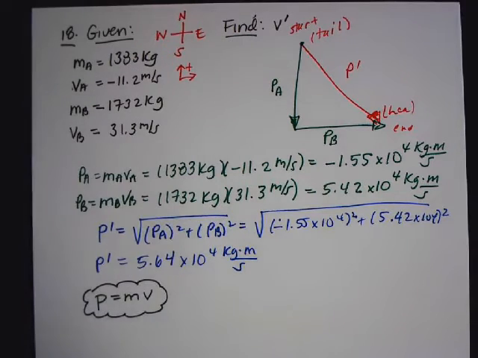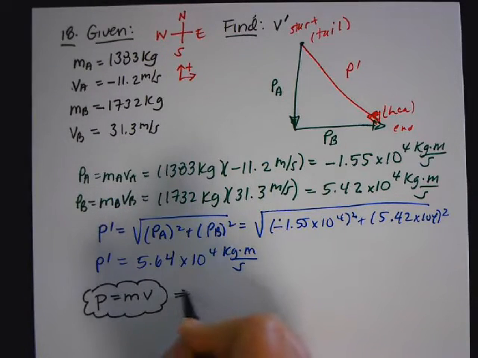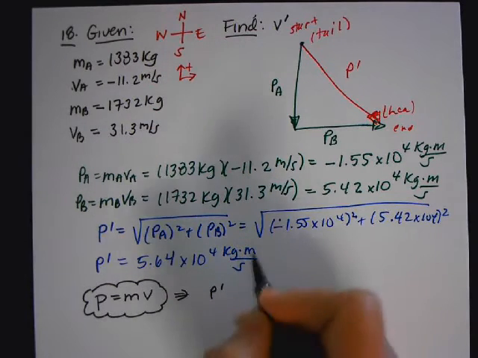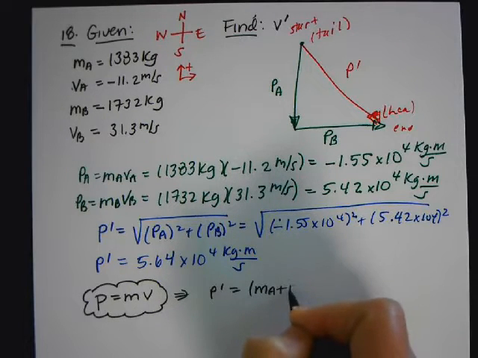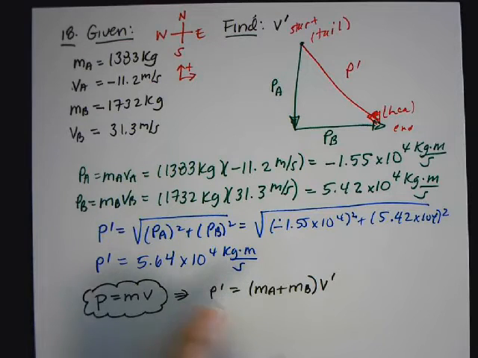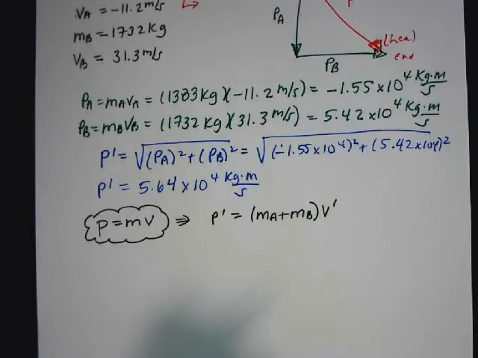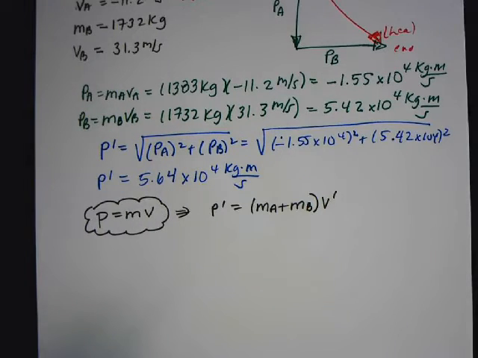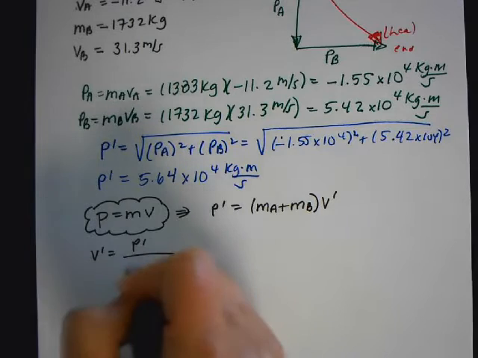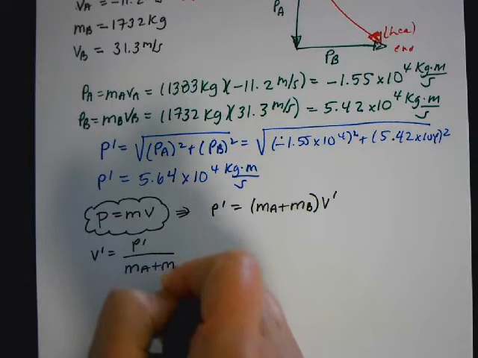So now I'm going to apply that to this situation. P prime, the momentum after collision, is equal to the combined mass, ma plus mb, times v prime. So I just found the momentum after collision. I know the masses, so I can find v prime. I'm just going to rearrange the equation to solve for the unknown in terms of the known. So v prime is equal to p prime over ma plus mb.